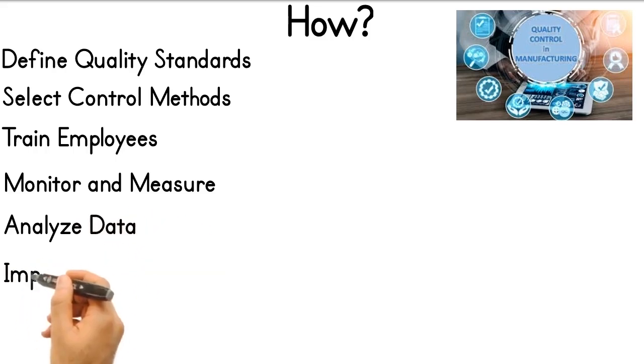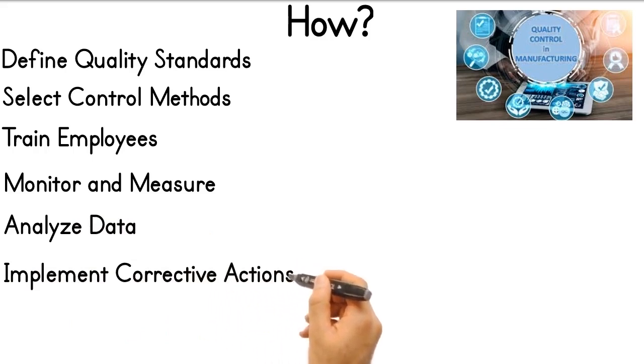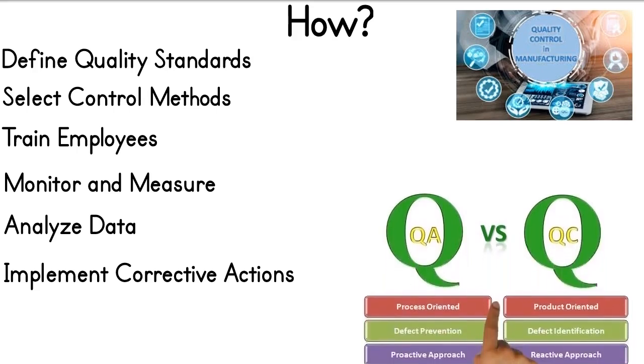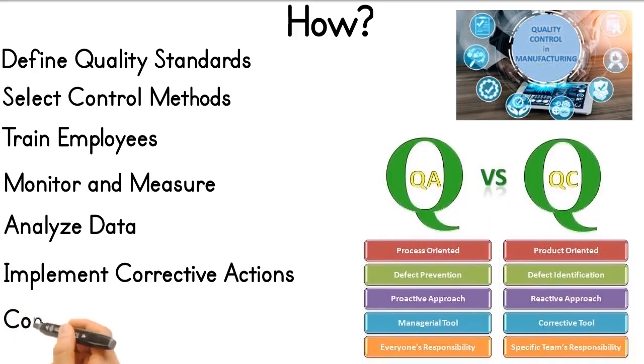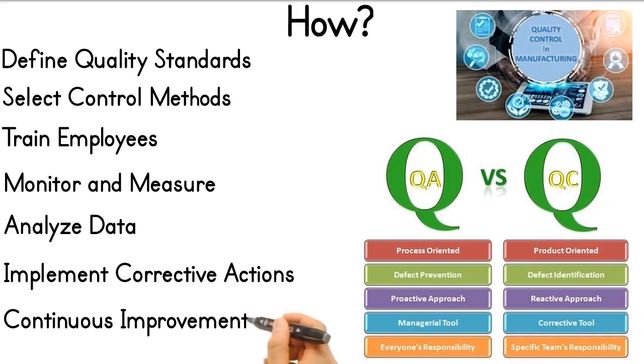5. Collect and analyze data to detect variations in processes and identify potential issues. 6. When quality deviations occur, implement corrective actions to restore the process to its desired state. 7. Use the data from quality control and process monitoring to drive continuous improvement initiatives aimed at reducing waste, improving efficiency, and enhancing quality.